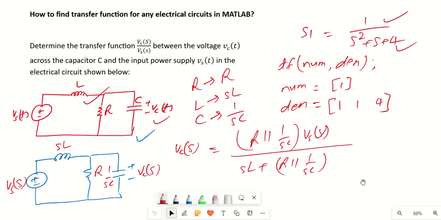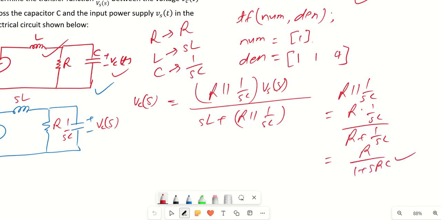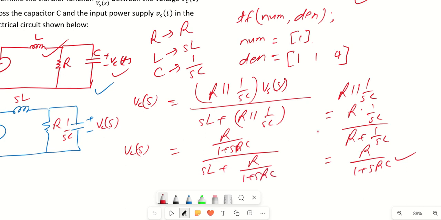Now let's quickly find R parallel 1 by SC. This is R into 1 by SC divided by R plus 1 by SC. SC will get cancelled, so this is going to be R by 1 plus SRC. We replace with that, so Vc(s) will be equal to R by 1 plus SRC, divided by SL plus R by 1 plus SRC, times Vs(s). This is the complete transfer function times Vs(s).